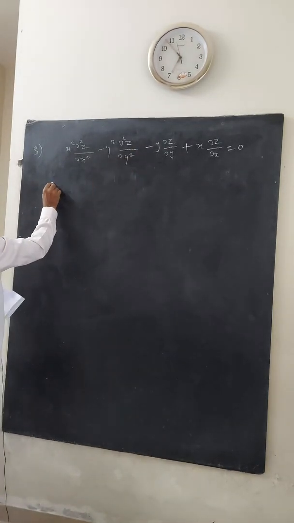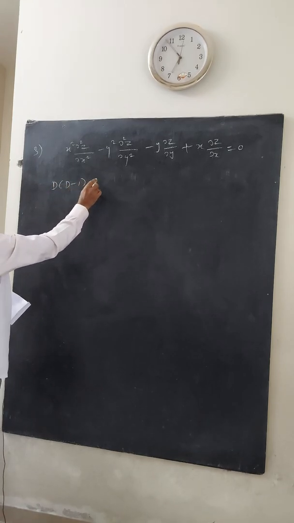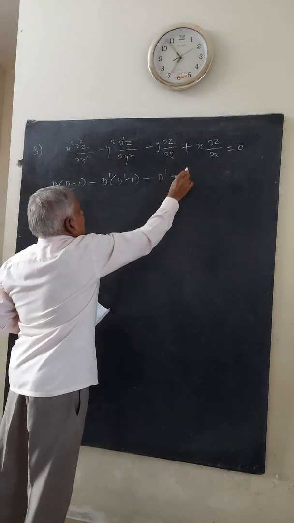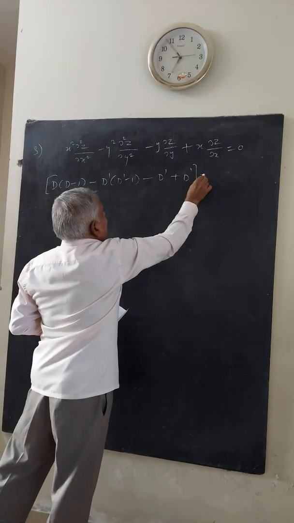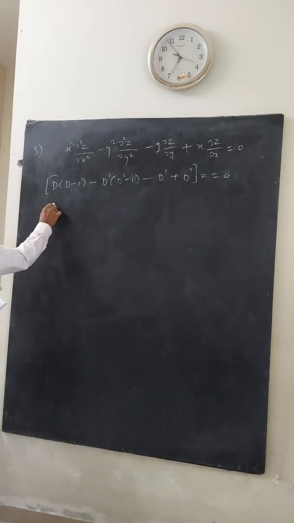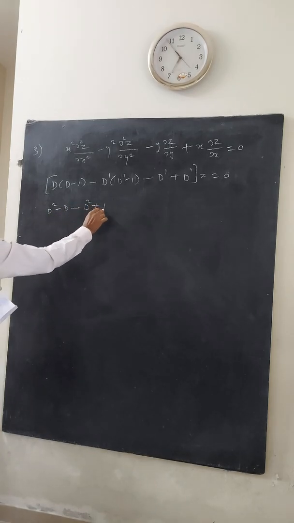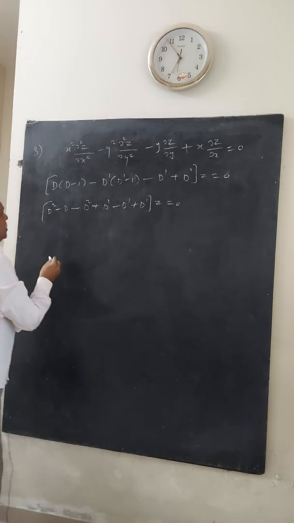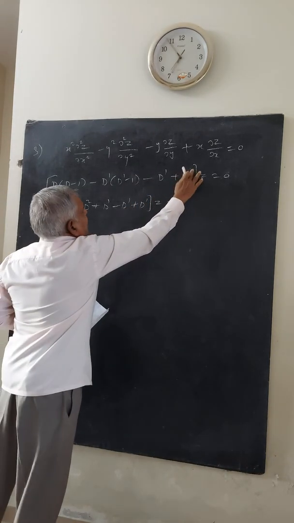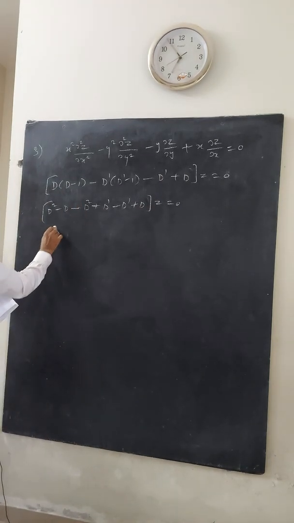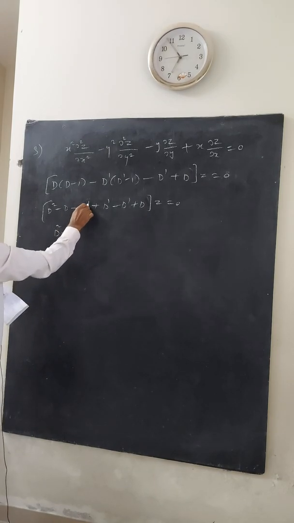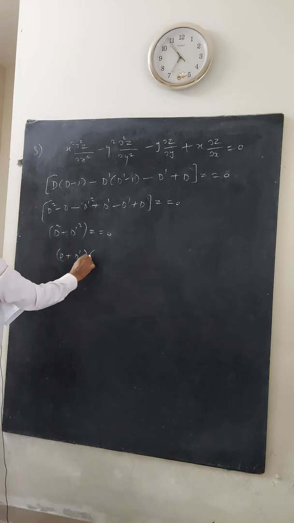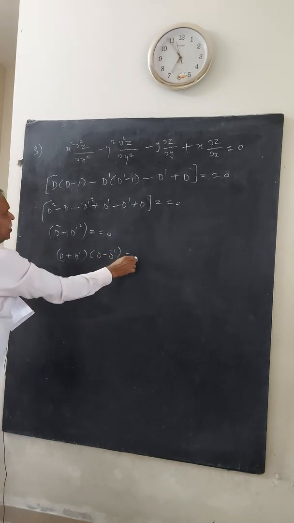Write as a function of z. Here D(D − 1) − D'(D' − 1) − D' + D of z = 0. D² − D − D'² + D' − D' + D of z = 0. D cancels, D' also gets cancelled. D² − D'² of z = 0. (D + D')(D − D') = 0.